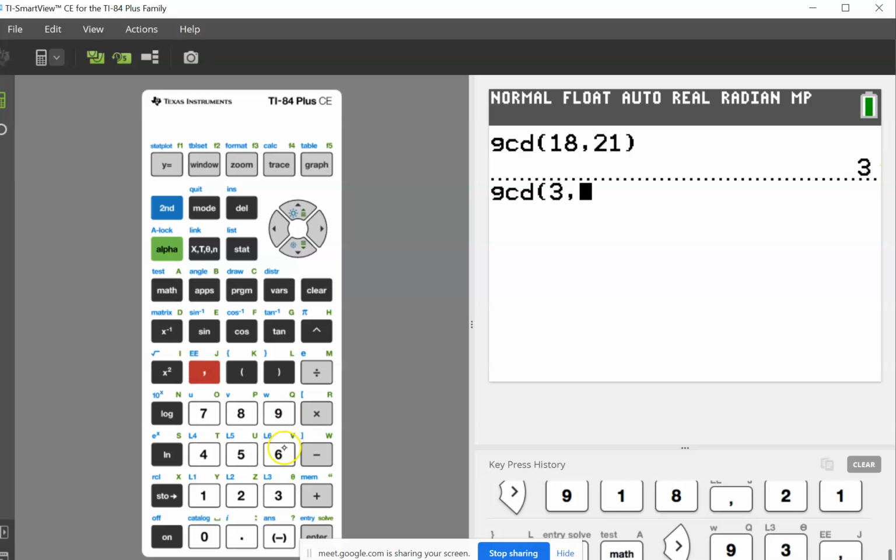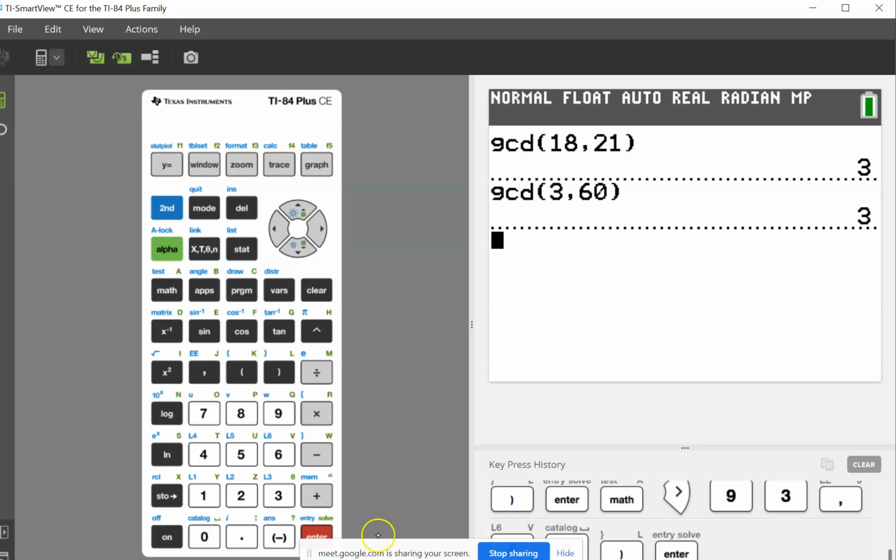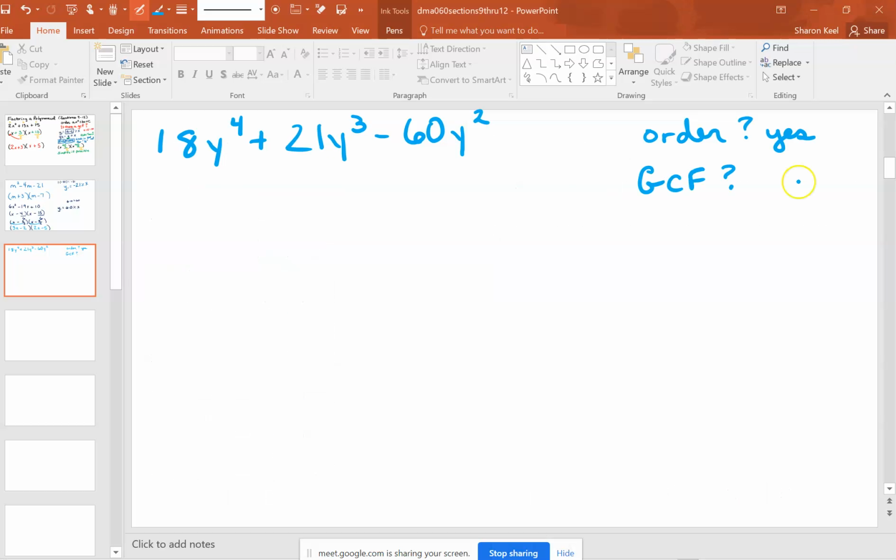So the greatest common numeral that they have in common is going to be the number 3. So we have a 3. We have 4, 3, 2 y's. They all have at least 2 y's. So we're going to factor out of this 3y squared. That is what we're going to factor out.